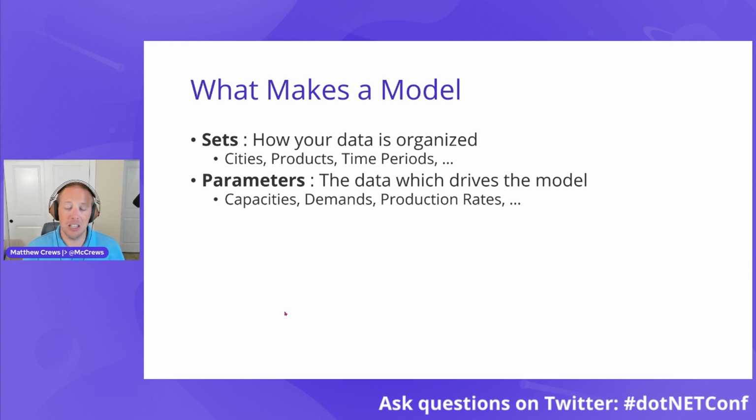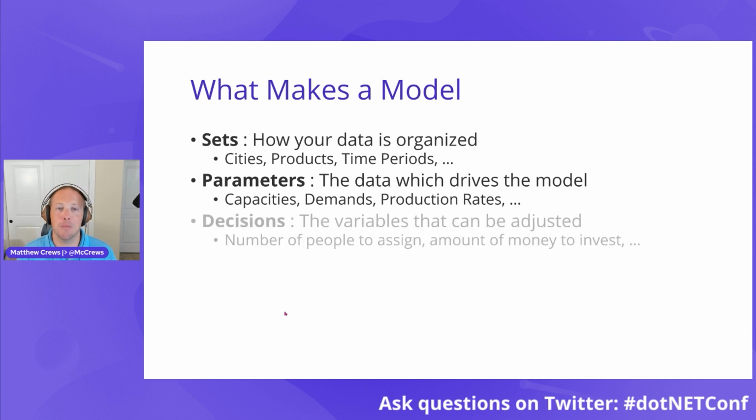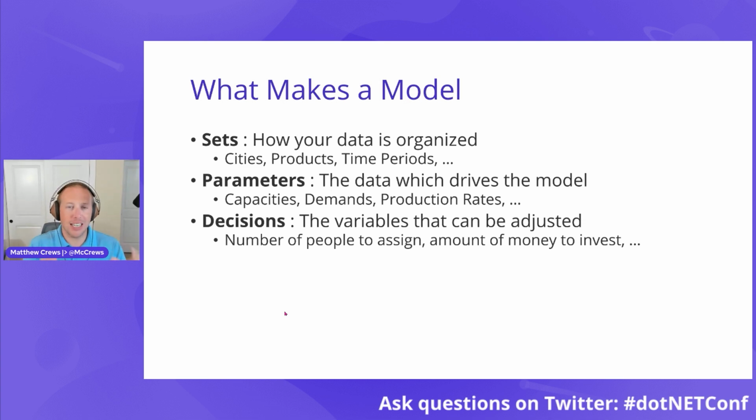And these are things like, what are the capacities of my different facilities, or what are the demands I'm seeing in the market, or what are the production rates of the different facilities. Then there are decisions. Again, these are the choices that we need to make. And we can think of this as like a knob or a dial that the solver can adjust to try to find the best possible plan.